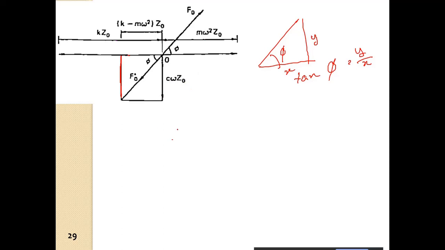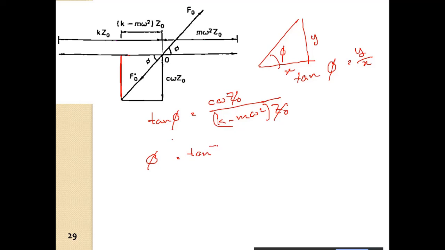So what is y here? Tan of phi, we can write here, C omega Z naught. And what is x here? K minus M omega square, into Z naught. So Z naught cancels out, and we have phi is equal to tan inverse of C omega by K minus M omega square. So that is the resultant phase.